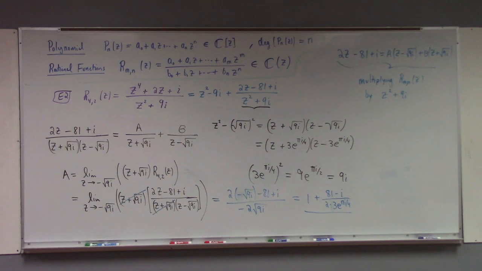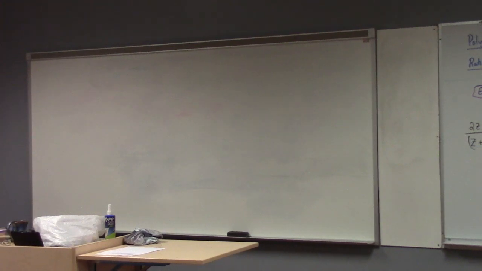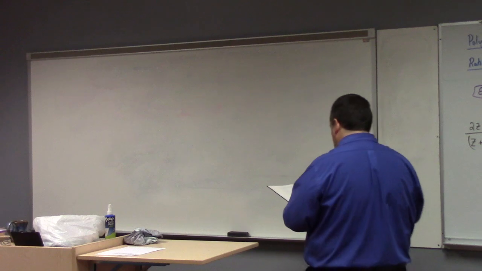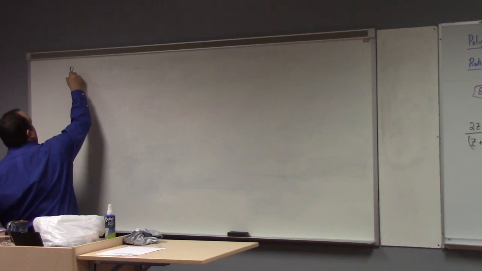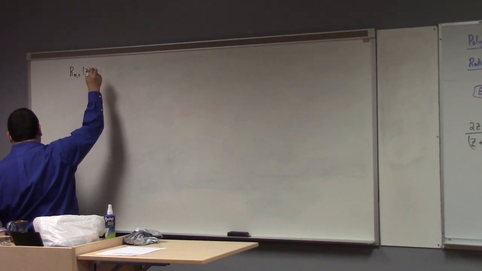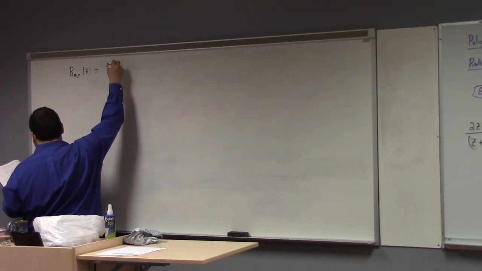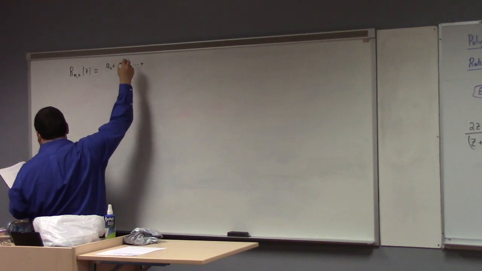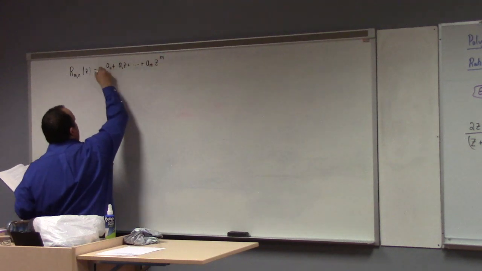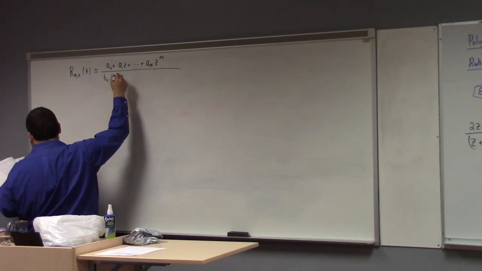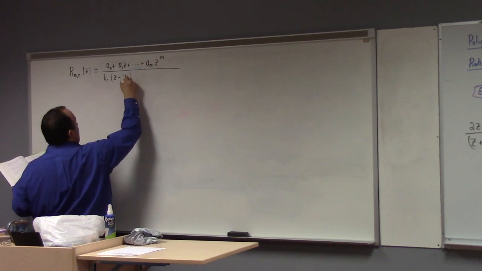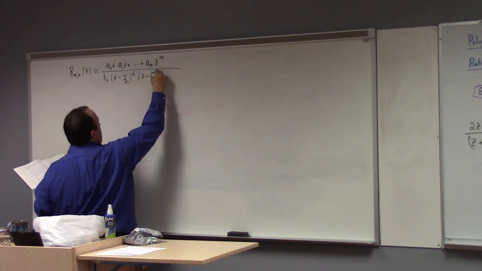Here we go. All right, so theorem 2 on page 105. It gives the general partial fractions decomposition for a proper rational function. Start over here. R_mn(z). What you've got is a_0 plus a_1 z plus ... plus a_m z to the power m, divided by b_n, where that's non-zero, times (z minus zeta 1) to the power d1, (z minus zeta 2) to the power d2.